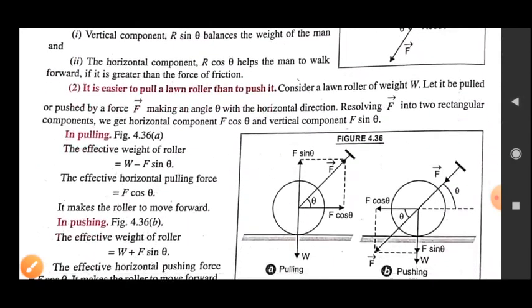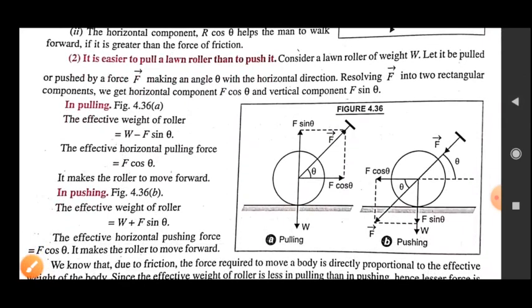Clear, I think. Now let's see the second one. Where are we actually using this concept of the walking of a man? Whenever we discuss the concept of friction, we need this resolution of a vector. So later, in the laws of motion chapter, you will study this.